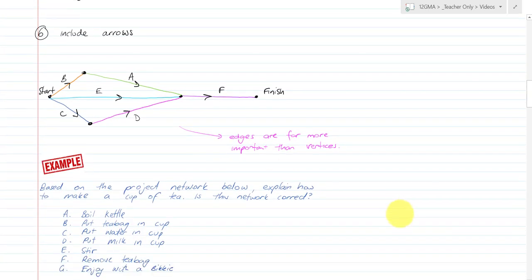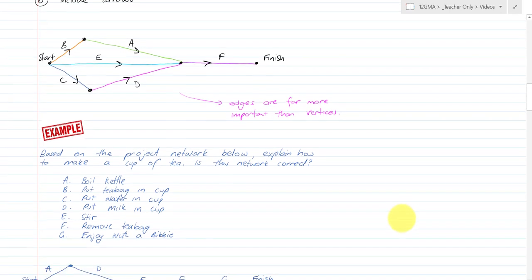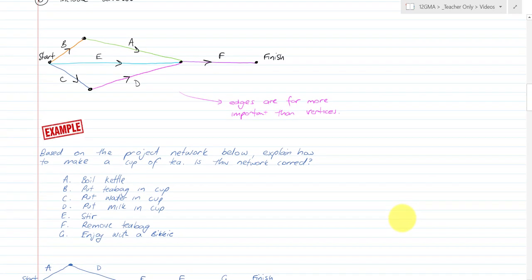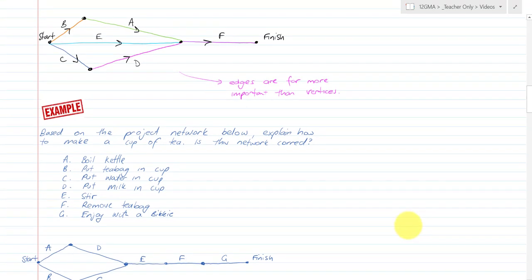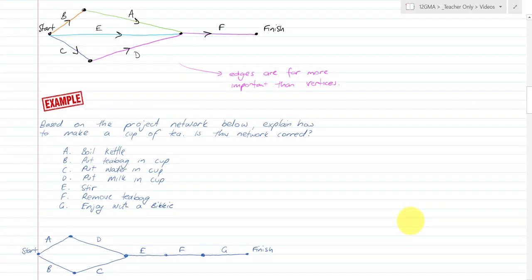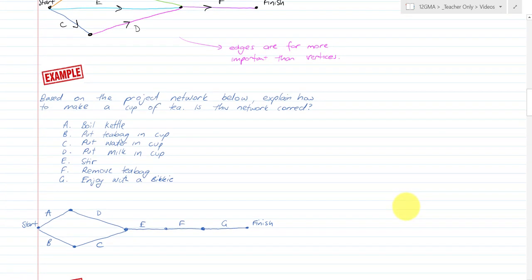So let's have a look at a flow network below and talk about how we would make a cup of tea. And I've asked the question, is this network correct? And interestingly, there'll be people that tell me it isn't, and there'll be people that tell me that it is. So making a cup of tea is also controversial, let's say.